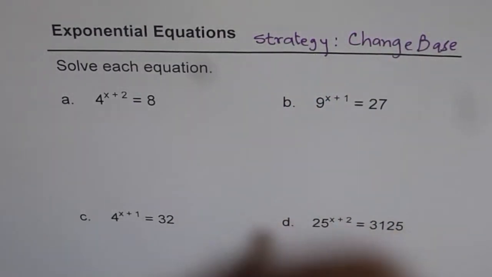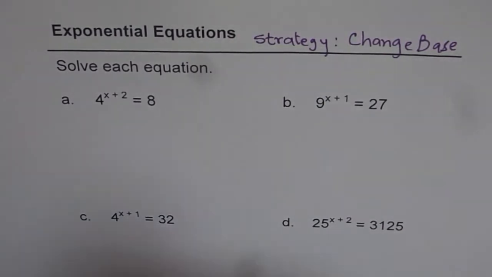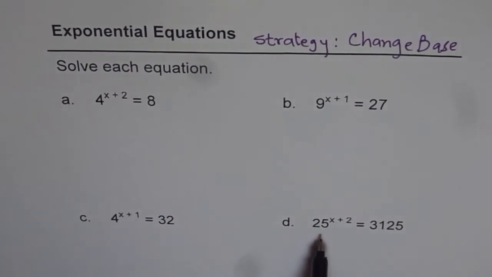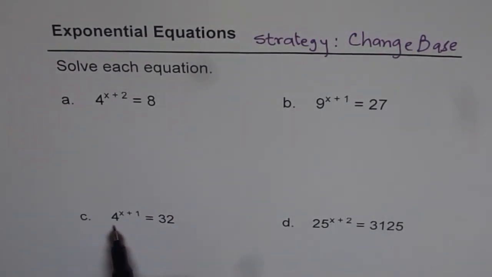Right? So we should have a common base to solve these equations. In this case, the common base could be 3, right? Here, the common base is 5. And in this case, the common base could be 2, right? So that is how we can solve these equations. Now let me do one of them for you.